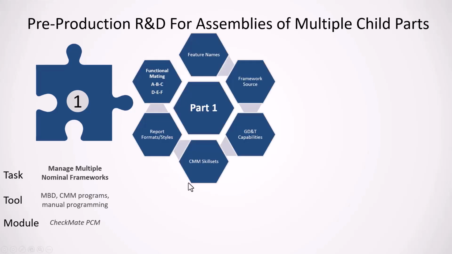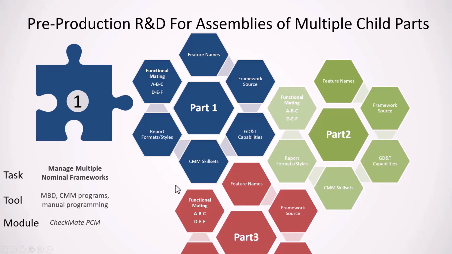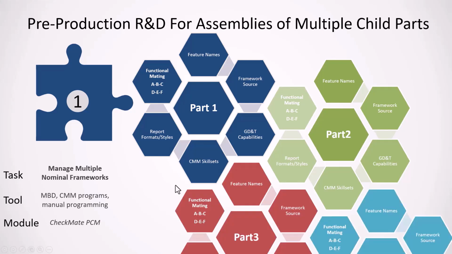When you look at a single part, you're often looking at feature names, framework, GD&T capabilities, your CMM skill sets, your report formats and styles. And most important, what are the functional matings of that part? Datums A, B, and C, datums D, E, and F. And when you add multiple parts to that, you can see how difficult these scenarios are for your average metrologist. What the DAA toolkit does is break this down and make it easy.